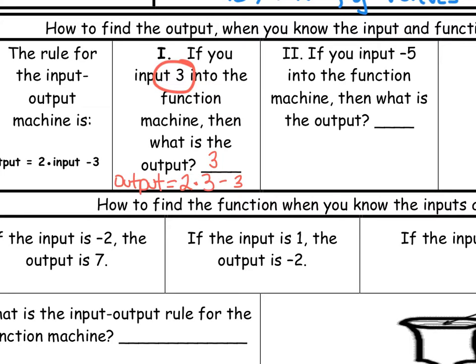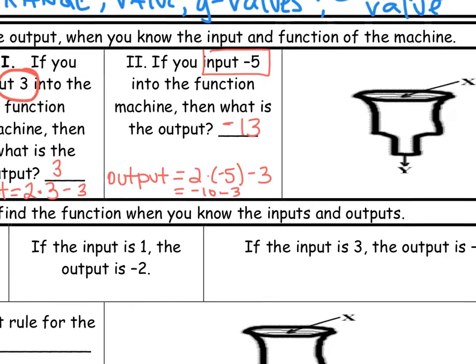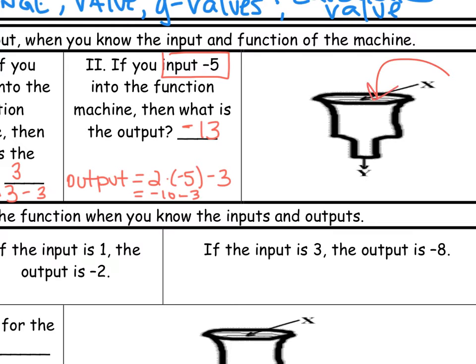So in example number 2, we have an input of -5, so we're going to use the same rule. Our output equals 2 times the input, which is -5, minus 3. That gives us -10 minus 3, and -10 minus 3 is -13. So let's take a look at this little diagram over here. The input goes in the function, this is the rule that we had: output equals input times 2 minus 3, and whatever came out after our function machine applied the rule was our output.